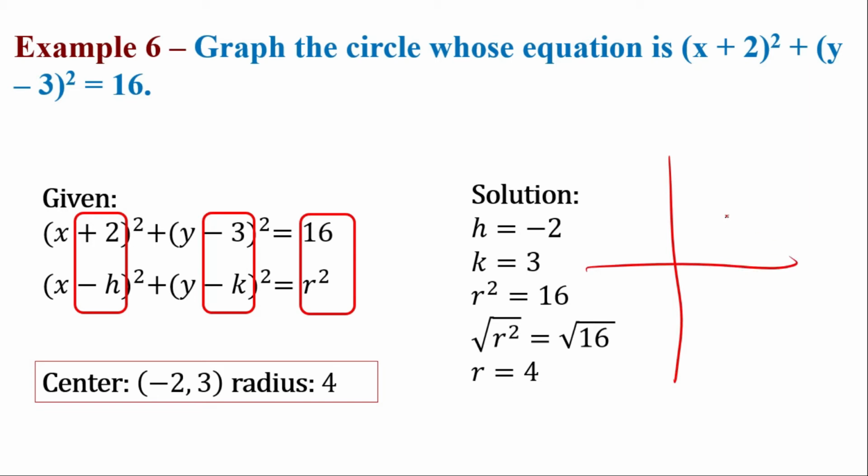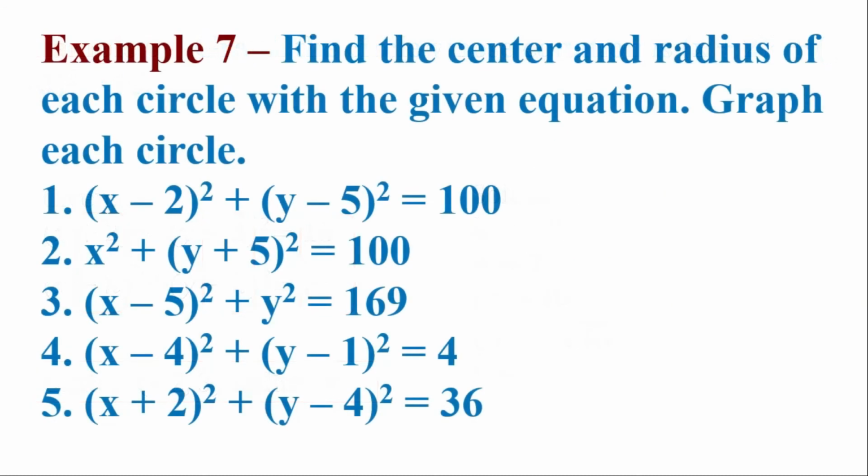For example, this is (-2, 3), so approximately it is here. Then you count 4 units, 1, 2, 3, 4. Then you draw your circle. I'm sorry, I don't have an illustration for this one. Now, by just looking here, let's find the radius and the center of the circle and just graph it on your own. I will not be showing how to graph it.